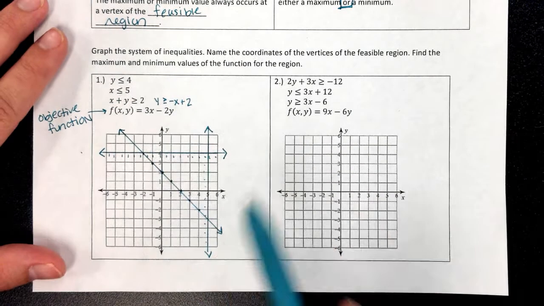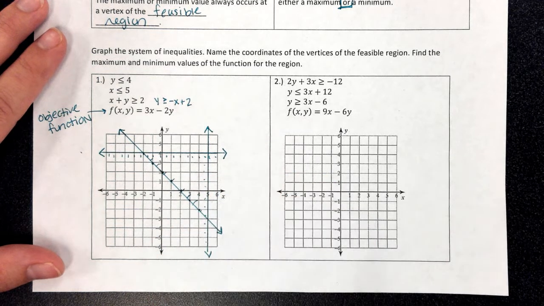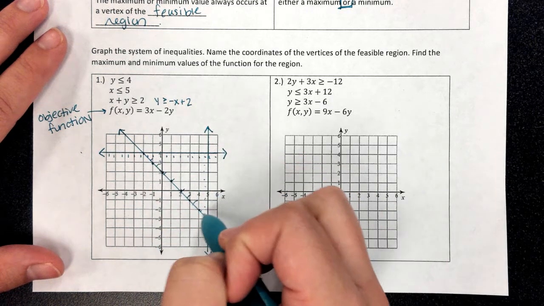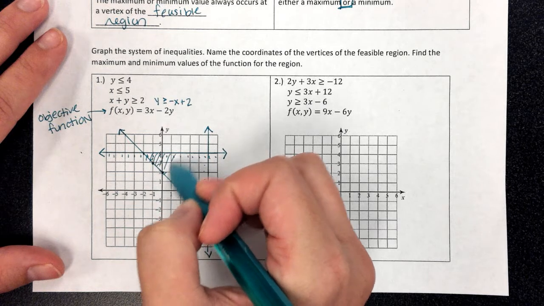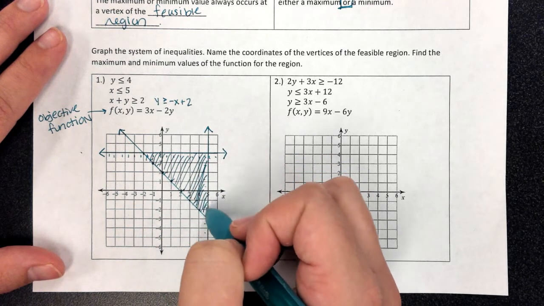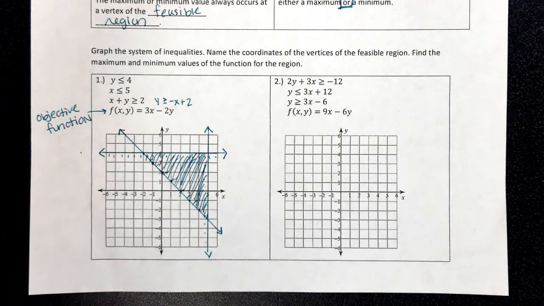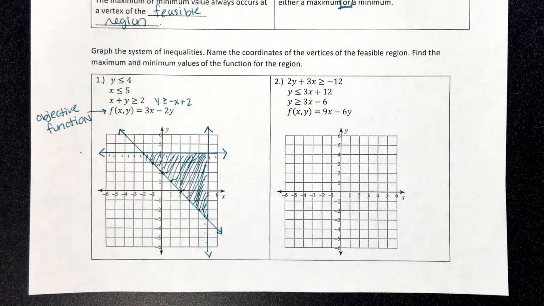So since y is greater than, it's above this line. So my feasible region is where all those dots are in the same spot. Yes, it needs to be shaded. No, not completely, but it needs to be shaded. Okay? Questions so far?